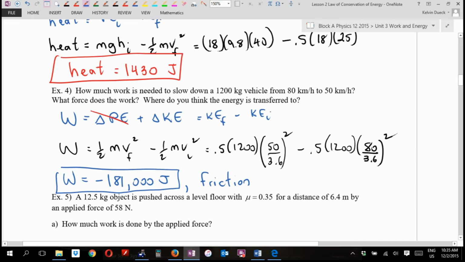So where do you think all that extra energy, that negative 181,000 joules of energy, got transferred to? Heat. And that, my friends, is why brakes can overheat.